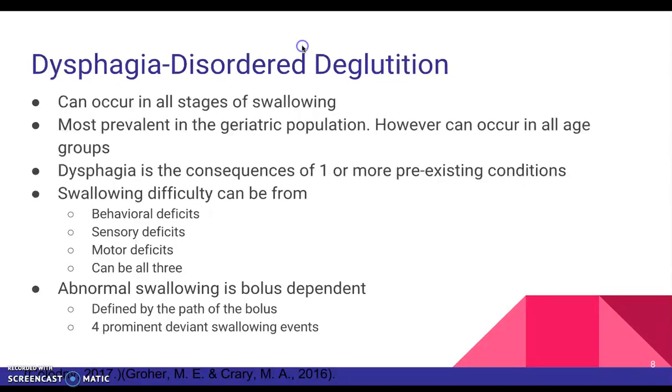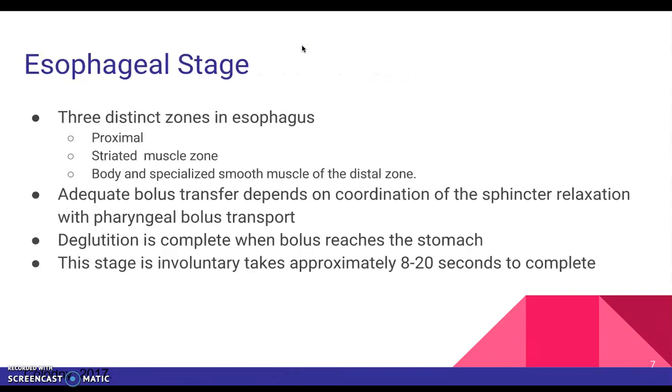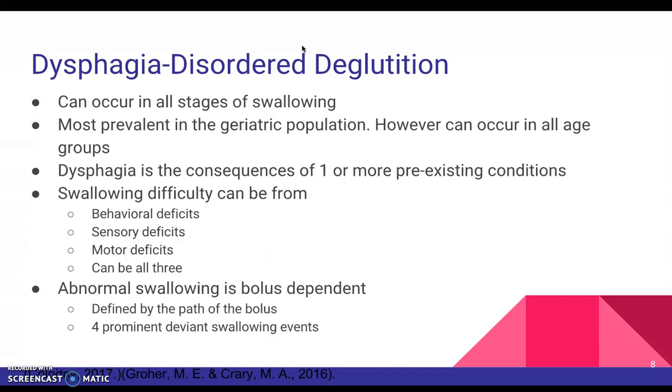Then there is the esophageal phase, and they have 3 different zones: proximal, middle, and distal, and each have different muscle makeup. And the food goes into the stomach via the peristalsis wave. This is involuntary and takes approximately 8 to 20 seconds to complete. And once the bolus reaches the stomach, deglutition is complete.